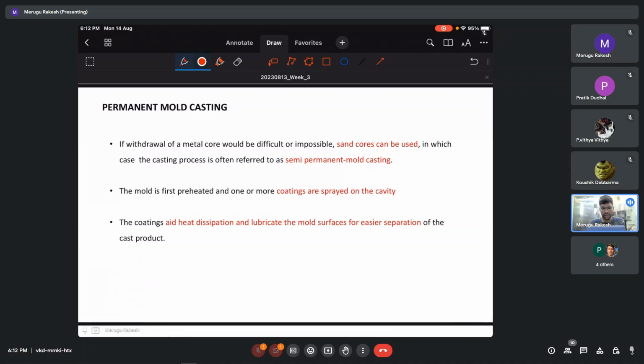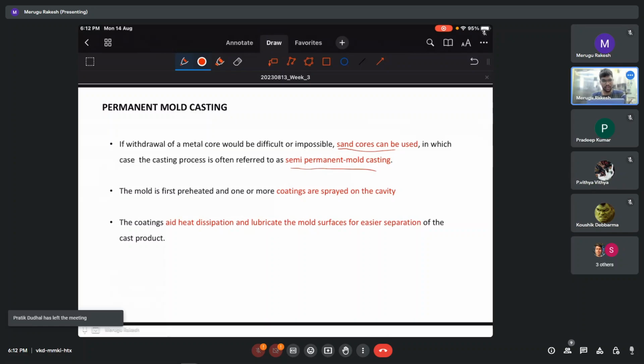Yeah, I'm saying if you are using sand cores, then we call it semi-permanent mold casting. One thing is we spray some coatings such as boron nitride sprays, which facilitate easy removal of the cast component. So there will be no fusion between the die or mold and the cast components. That's why we use some coatings, and these coatings also help in heat dissipation and lubricate surfaces.